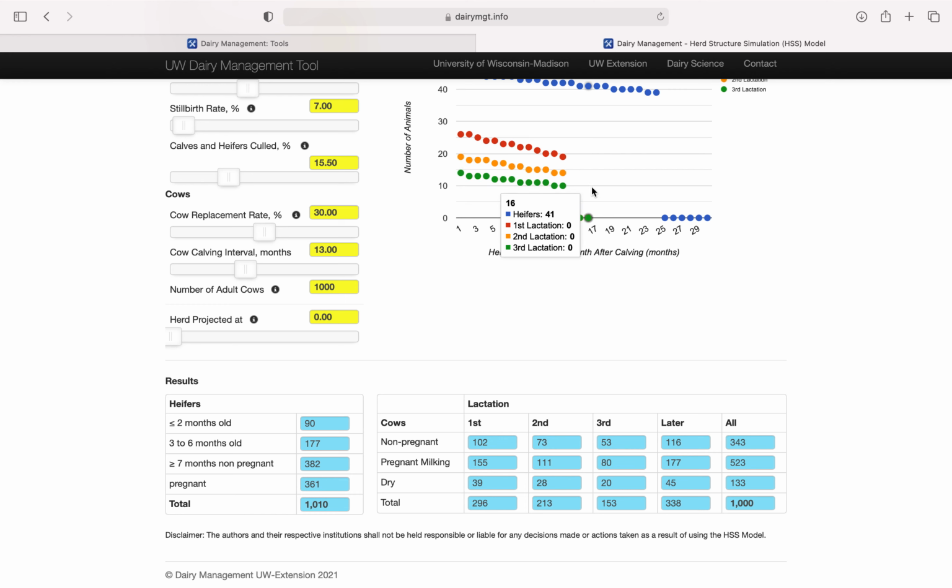The x-axis is the age of young stock, or the months after calving of the adult cows, whereas the y-axis is the number of animals. Hovering the mouse over the dots gives you an exact number at each age or months of calving. For example, we can know that at steady state, we expect to have 43 heifers with age 9 months and 22, 15, and 11 cows at 9 months after calving in first, second, and third lactations, respectively.